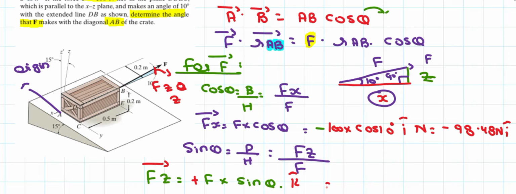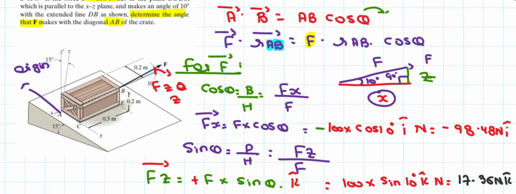We know the value of F is 100, and the value of theta is 10 degrees. So 100 into sine 10 degrees K cap Newton, which is equal to 17.36 Newton K cap. This is basically our Fz. And in this case, there is no Fy. So we successfully found the Cartesian form or the vectorial form of force F.